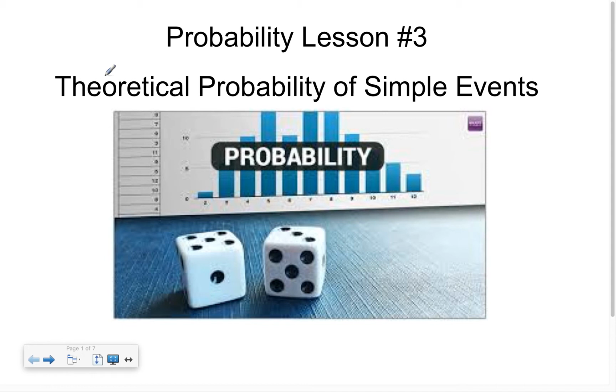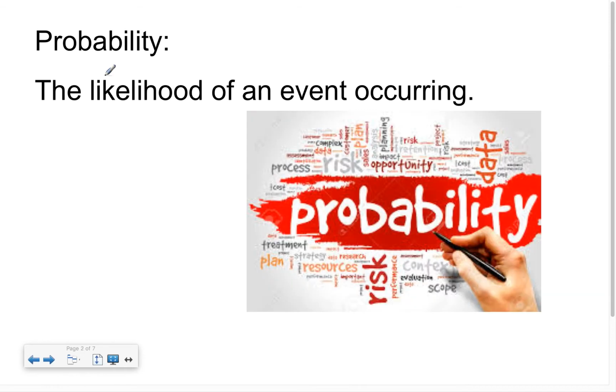So today we're going to look at theoretical probability of simple events. Simple events are events that have one outcome in the end. Flipping a coin, while you can get heads or tails, is a simple event because only one thing is going to happen at a time. Probability is the likelihood of an event occurring.